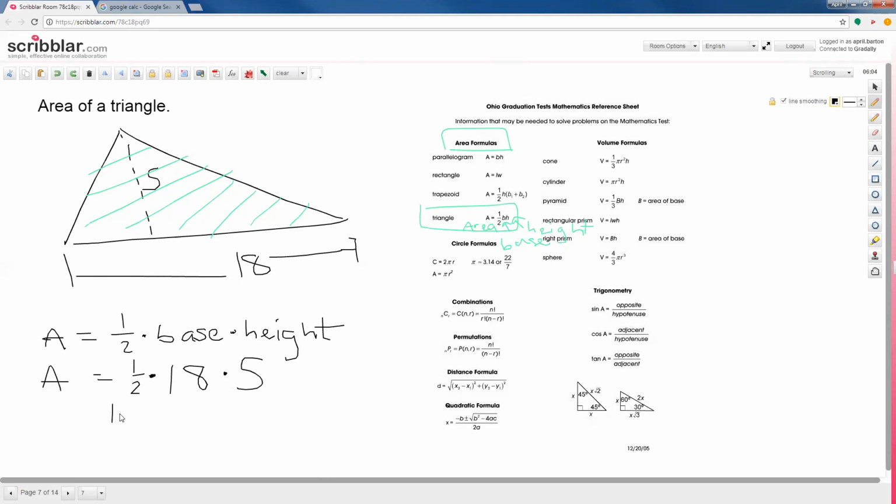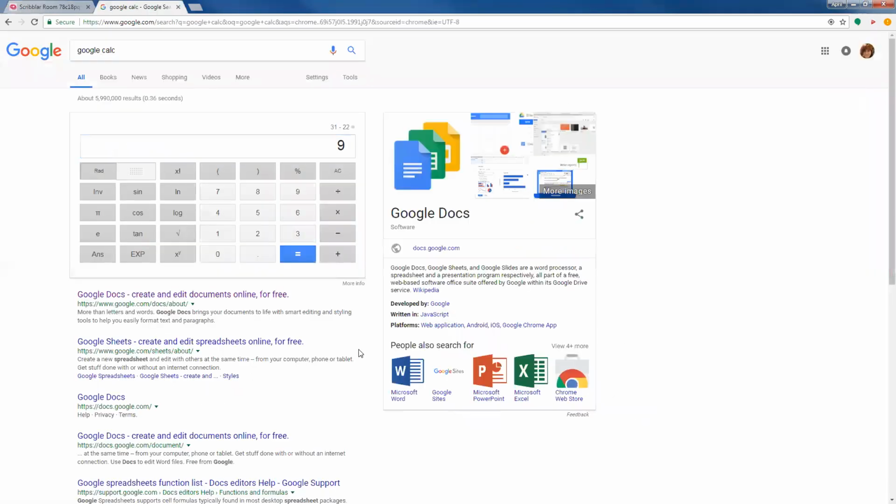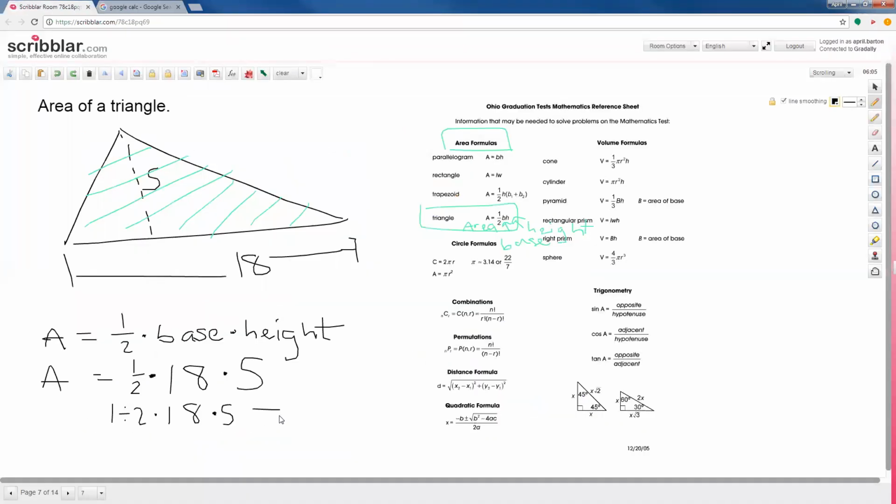When you plug this into your calculator, you can type the 1/2 in as 1 divided by 2. So we go to the calculator, we clear it out. 1 divided by 2 times the 18 times the 5. And once you've typed it all in, we get 45.